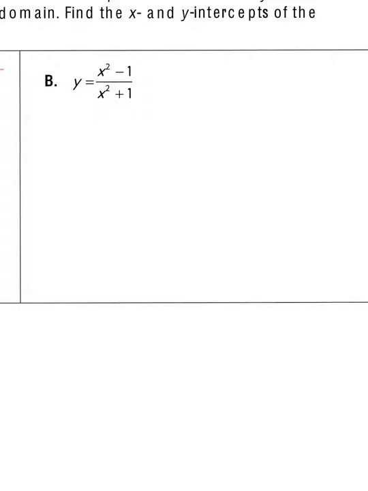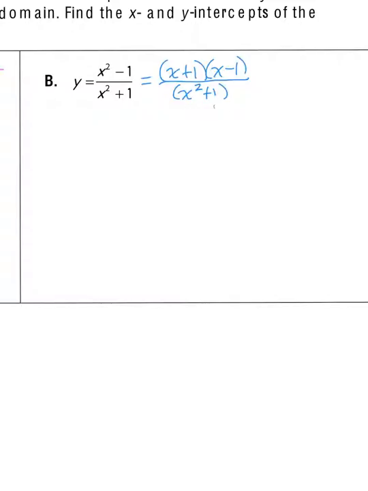Okay, so I'm going to start by factoring. So the numerator factors as x plus 1 and x minus 1. The denominator, however, does not factor. Since the denominator does not factor, it does not cancel with this one or this one, so there are no removable discontinuities.